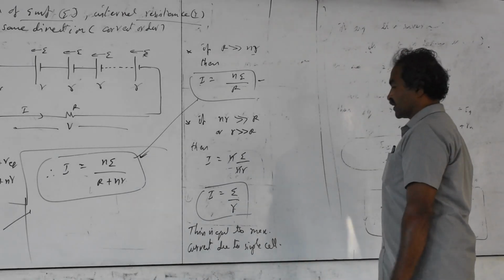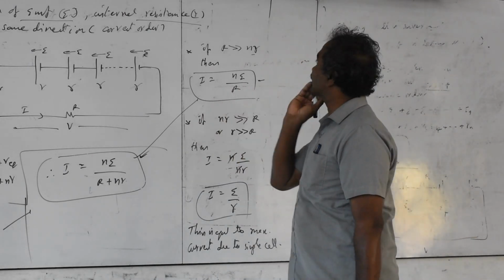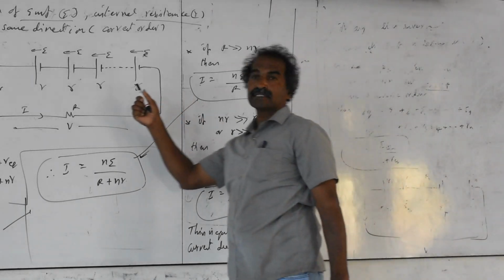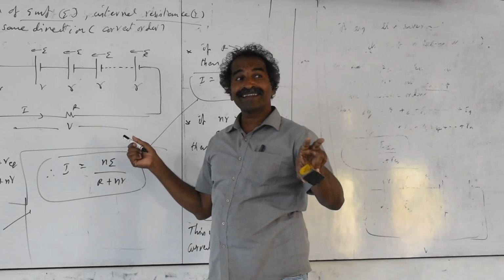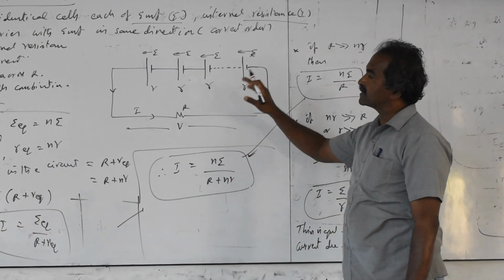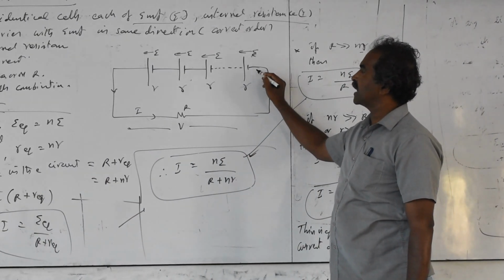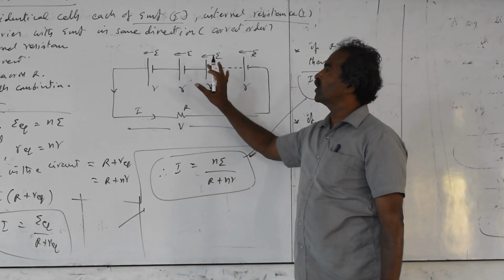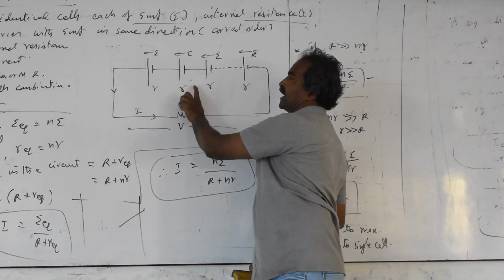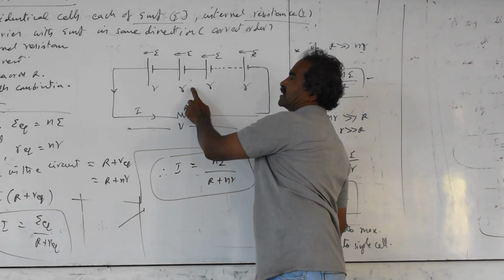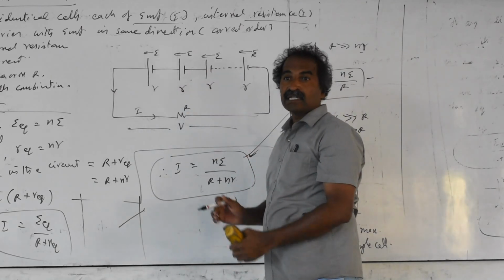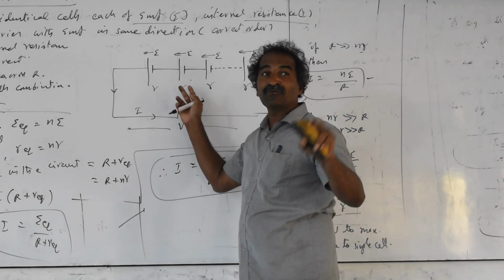Power transmission. Next, the second case: what if any cell is connected in reverse? N cells are connected in series, and in that, M cells are in reverse order. I will take the same condition. N cells are taken here, but for example, only one cell is reversed. Let us take one cell reversed. This E plus E, but this one becomes reversed, minus E. So what happens? E minus E is 0. That means if one cell is reversed, two cells' EMF will be cancelled.